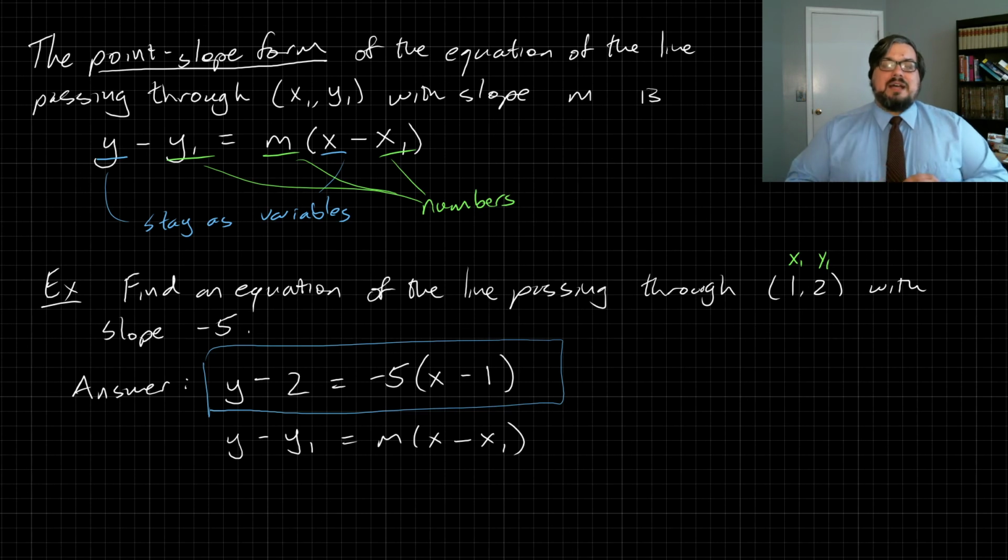Now, I should point out that every line has infinitely many points that it contains. And this means that every line has infinitely many different equations corresponding to those various points on the line. So I used the point 1, 2 because it's the only point that I know on this line. But if I happen to know some other point that was also on this line, I could have used that to develop the point-slope form of the equation of this line. Let's see how that goes in another example.